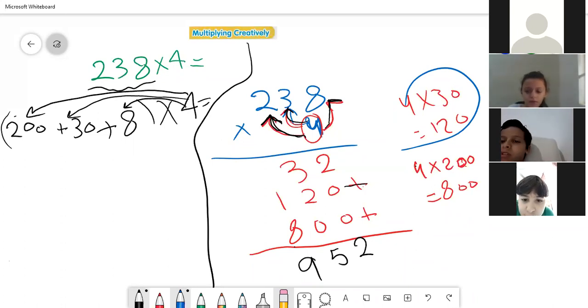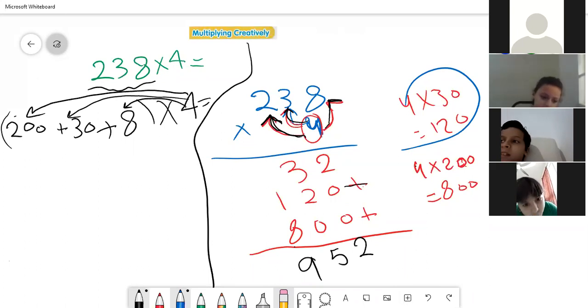And you remember when we used to put the 0 here? Yeah, this means the same as this. Why do we put the 0? Because actually we are multiplying by 30, not by 3. Why? Because the 3 is in tens. In 238, the 3 is in tens. So it's 30.